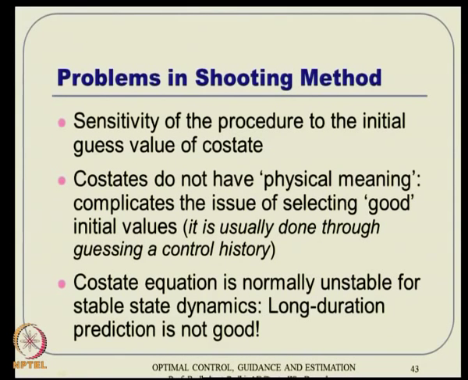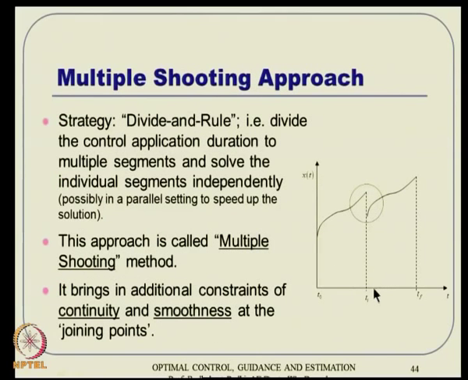And so, this is the critical drawback of this method. The co-state equation is typically integrated in the forward direction, and hence you are actually integrating an unstable equation in the forward direction, which is not good, and hence long duration prediction is not good actually. So, that is why people have thought about divide and rule policy, something called multiple shooting and all that actually.